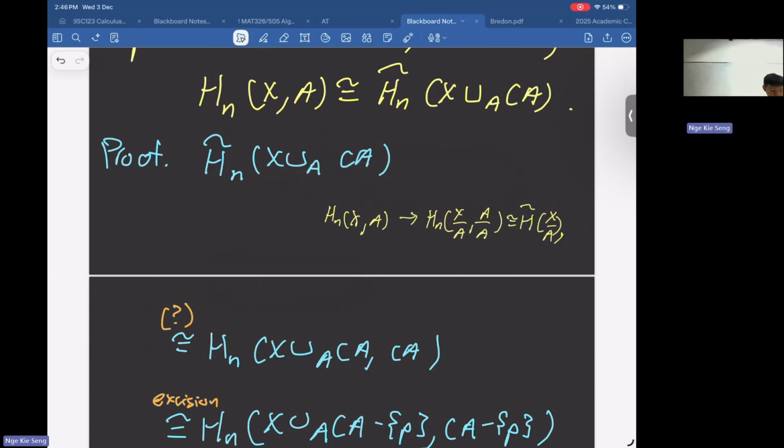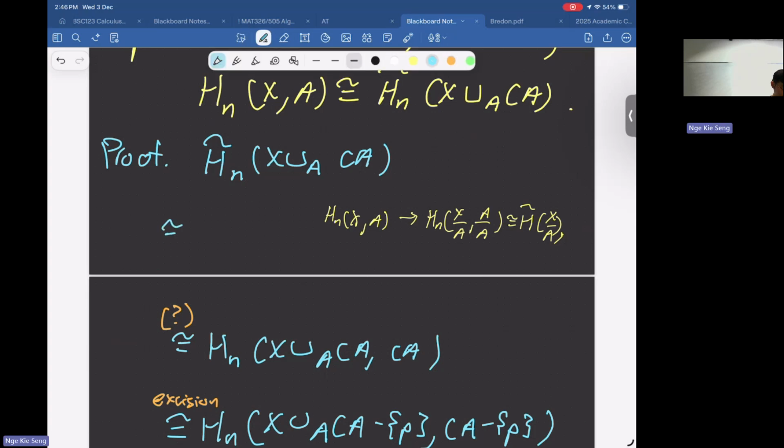Okay, if this is true, then I will put an isomorphism like Hn of. So I would go backward, then I get reduced Hn of X union CA modulo CA. Oh, are these two things the same thing? Seems like not. Yes or no? Is CA contractible? It cannot be, right?